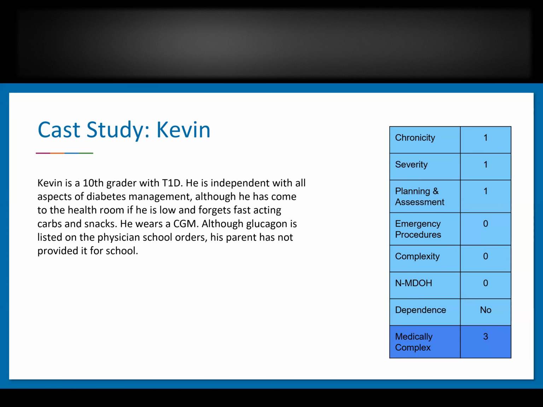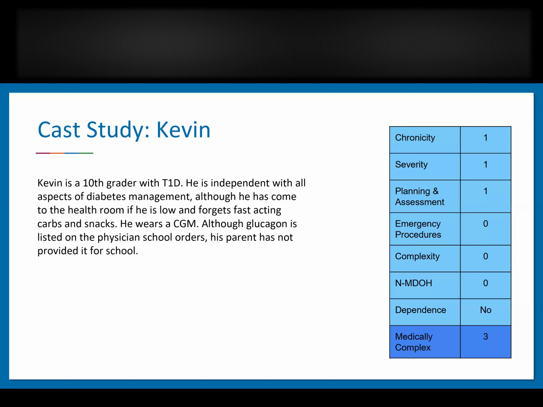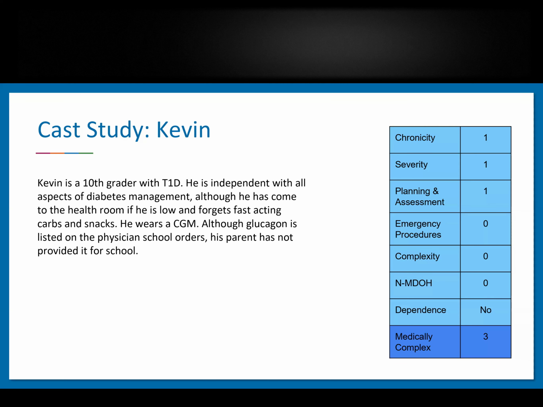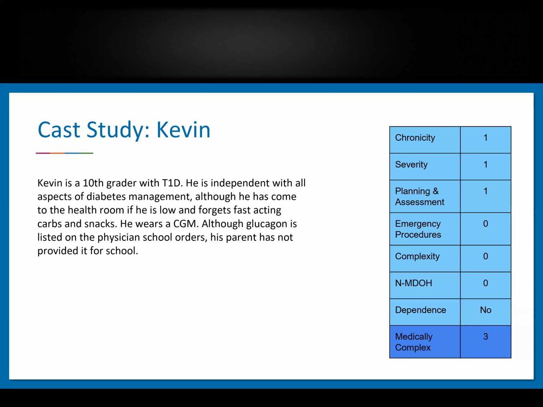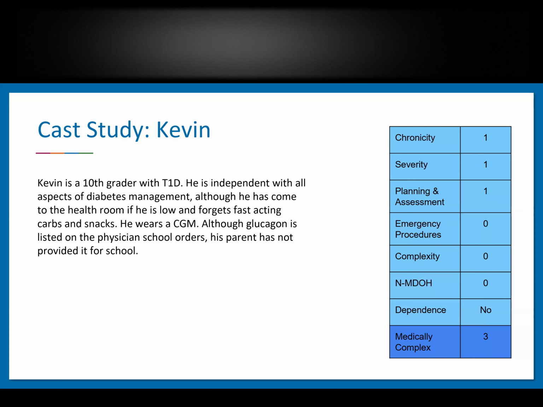There is only one condition managed by the nurse. Severity is a 1. The student is at risk for life-threatening events, but is typically stable. Planning and assessment score is a 1. An individual plan of care is in place, but minimal nursing assessment and management are expected to manage the routine plan of care. Emergency procedure is a 0 because the rescue medication is not provided.